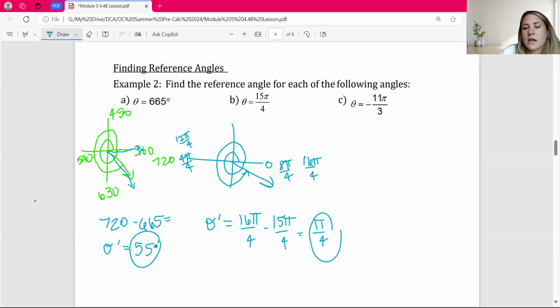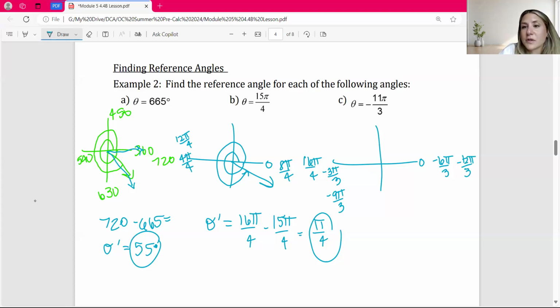One last one here is negative 11 pi over 3. Remember, a reference angle is always positive. So let's just draw negative 11 pi over 3. We've got 0, and then we go around clockwise, this time for a negative angle. So negative 3 pi over 3 is over here. Then it pushes it up, that's going to be negative 6 pi over 3. Keep going, I'm going to have negative 9 pi over 3. And then all the way around again, we'll have negative 12 pi over 3.